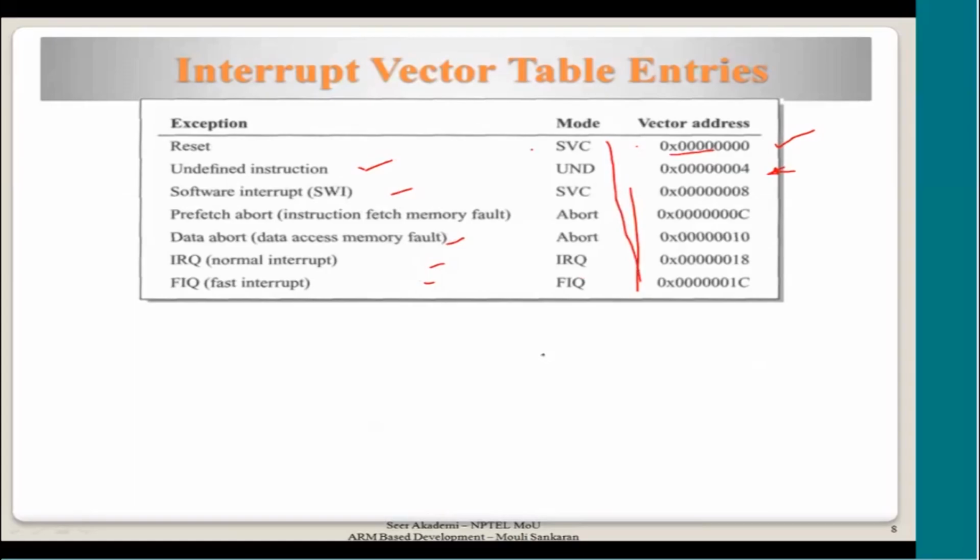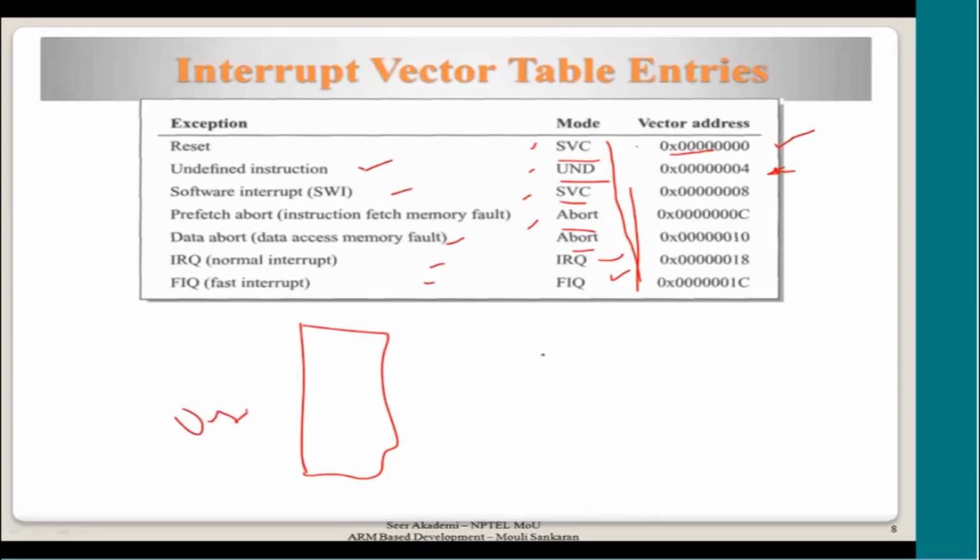So you know that there are different modes in the processor. This is called supervisor mode, this is undefined. This is also for supervisor mode, abort mode, IRQ mode and FIQ mode. So what is the relevance between these exceptions and the modes? Please remember the register bank discussion we had. Let me recall that for you.